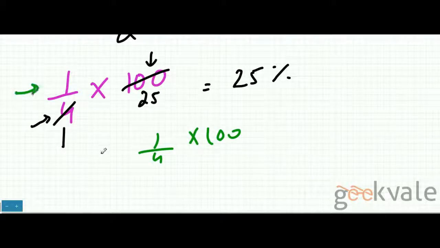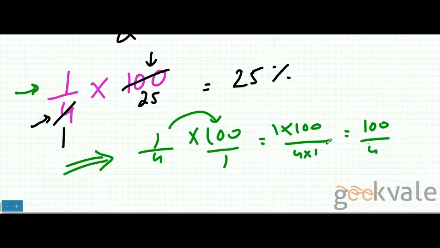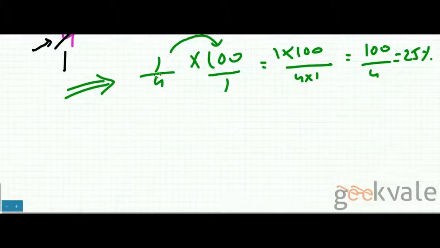This is method 1. Method 2 is that you treat the 100 as a fraction, put a 1 below it, multiply numerator with numerator, 1 times 100, and denominator with denominator, 4 times 1. You get 100 over 4. 100 divided by 4 is 25%. Simple and easy. Let's try one more example.